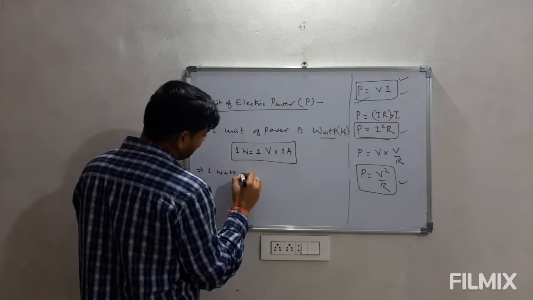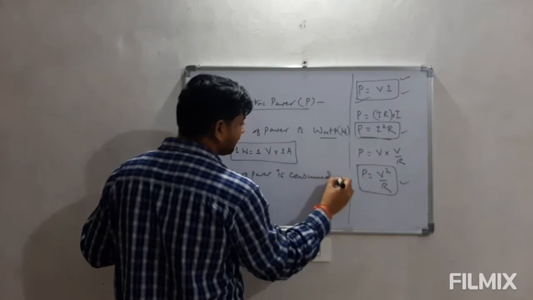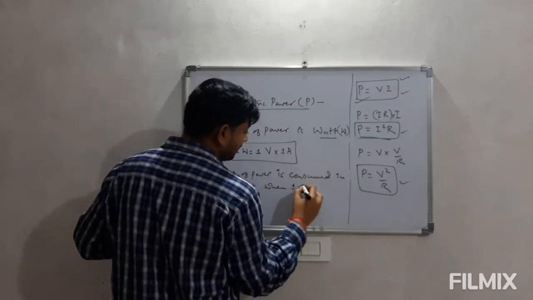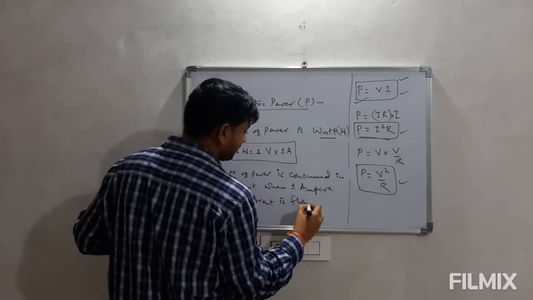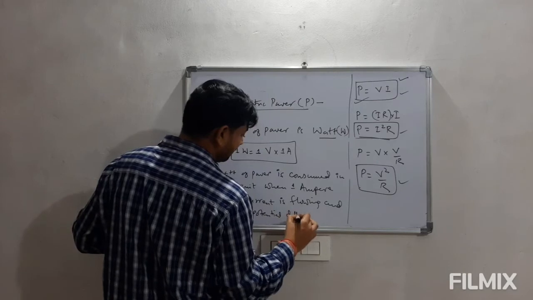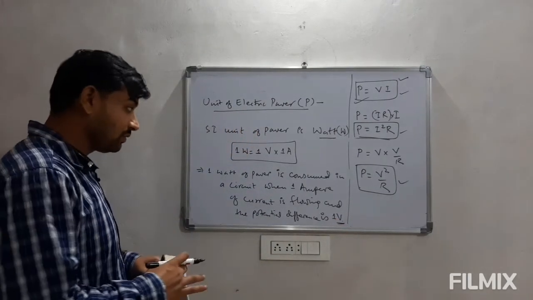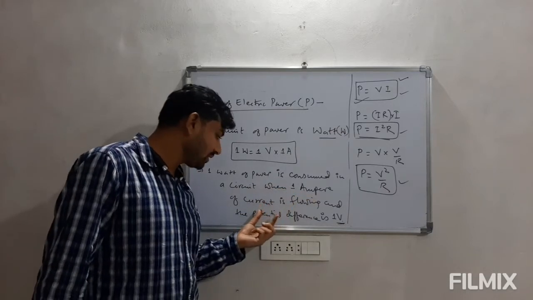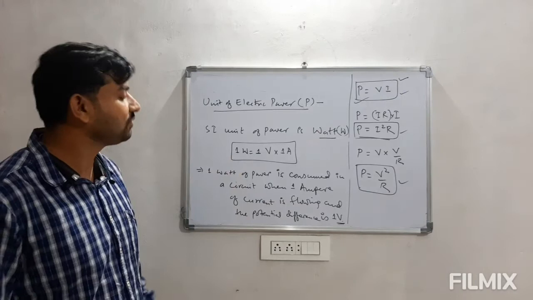1 watt of power is dissipated or consumed in a circuit when 1 ampere of current is flowing and the potential difference is 1 volt. 1 watt पावर जो है वो किसी सर्किट के लिए 1 वाट पावर जो है वो 1 एम्पियर करंट जब फ्लो होता है, जब पोटेंशियल डिफरेंस 1 वोल्ट होता है, तब जो पावर कंज्यूम होगी किसी भी अप्लायंस के द्वारा वो 1 वाट होगी.